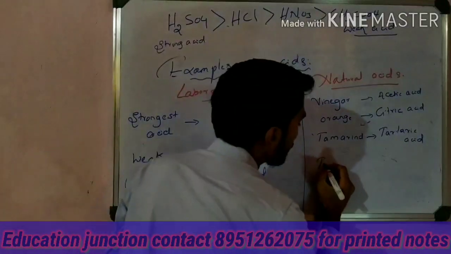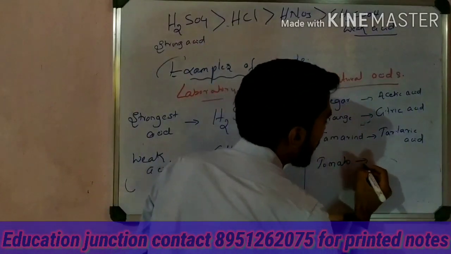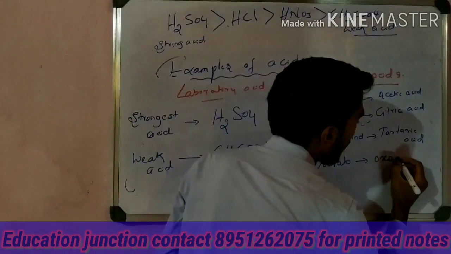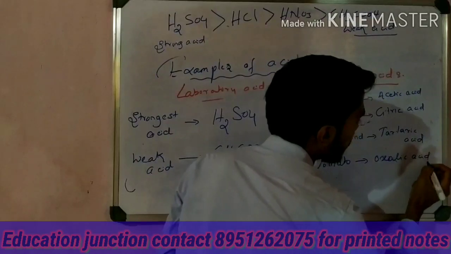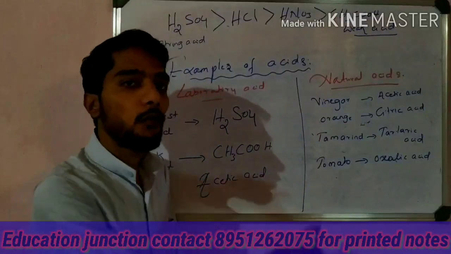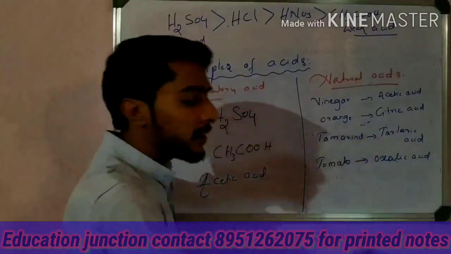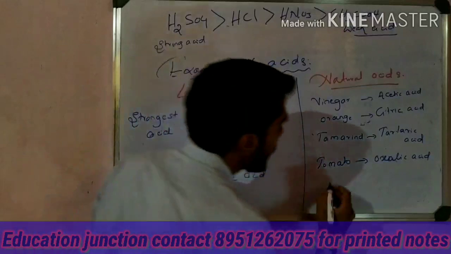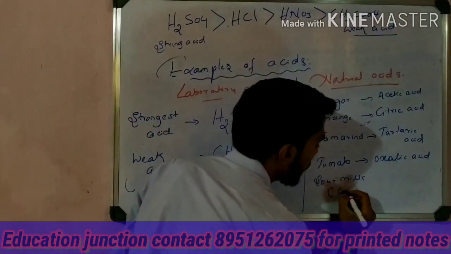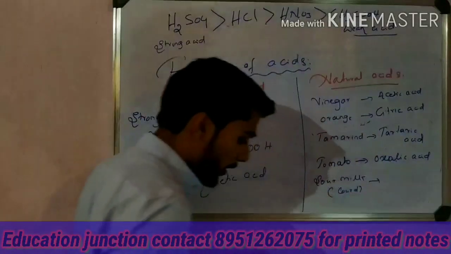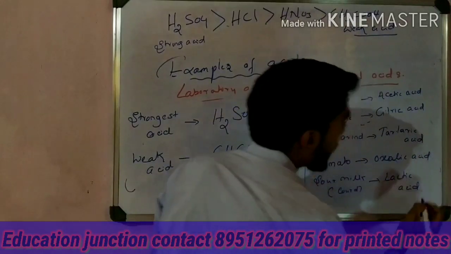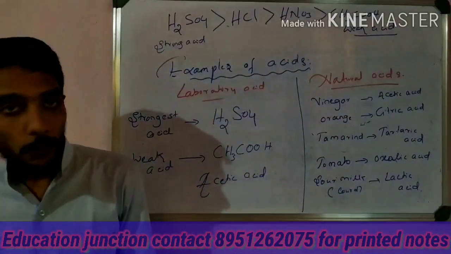Then tomato. In tomato, oxalic acid is present, students. T for tomato, O for oxalic acid. That is simple too. And then next, very important, is sour milk, which is curd. In curd, lactic acid is present, students. So these are some very common natural acids.